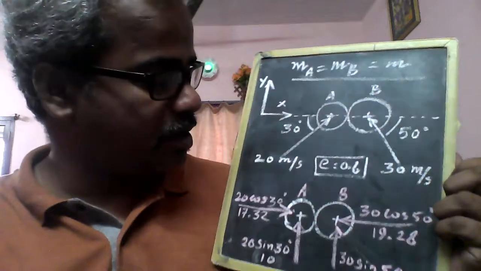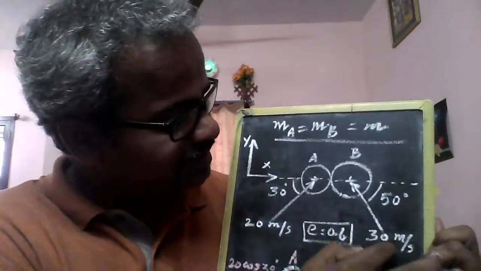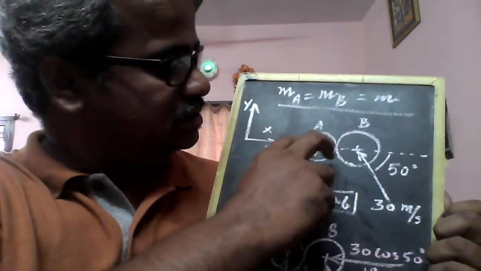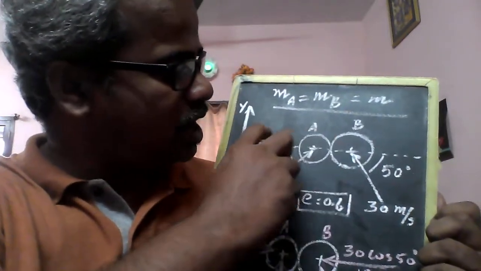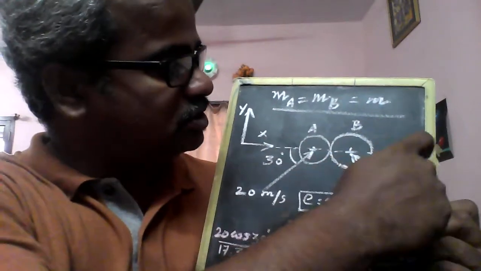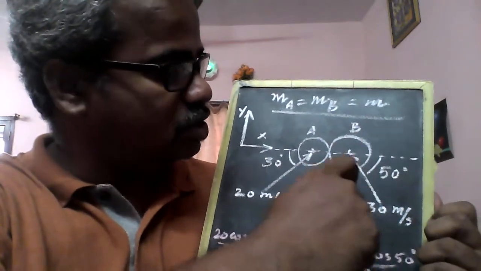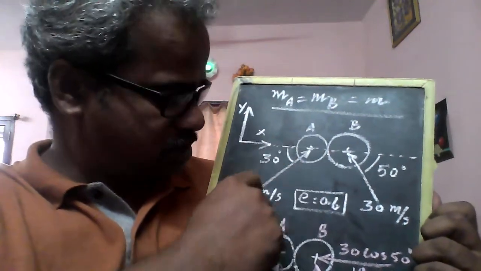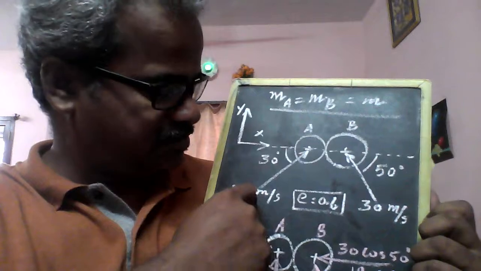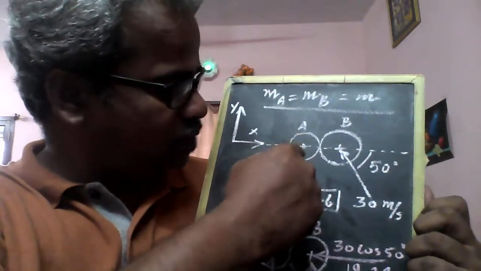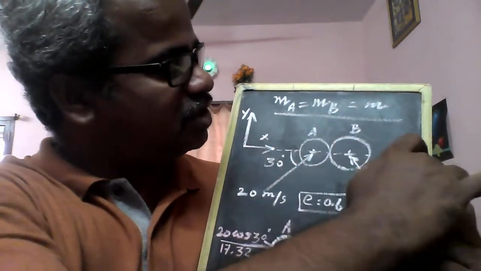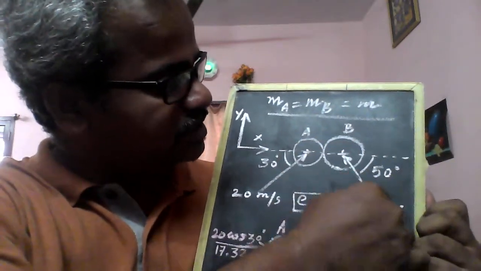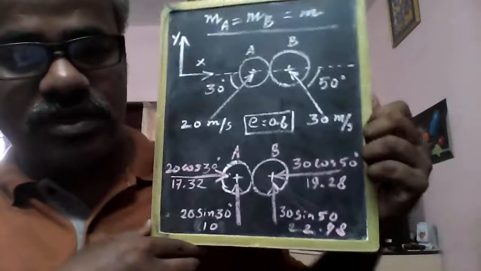How to solve this problem? First of all, this is an inclined velocity, so we can resolve it into a horizontal component and a vertical component. Similarly, I can resolve this one into horizontal and vertical components. The horizontal component is positive, 20 cos 30, and the vertical component will be 20 sin 30. For B, the horizontal component will be 30 cos 50 and the vertical component will be 30 sin 50. That's what I have written here.